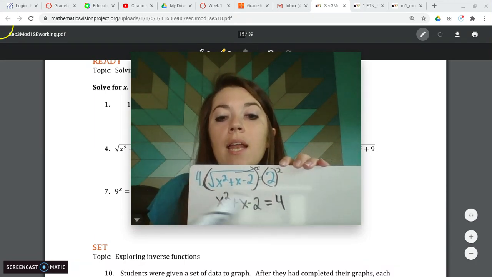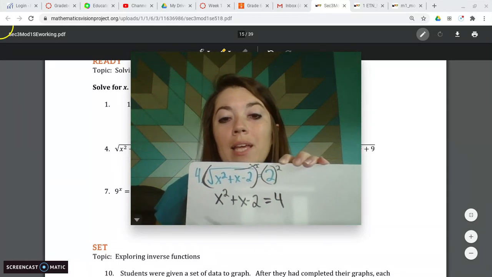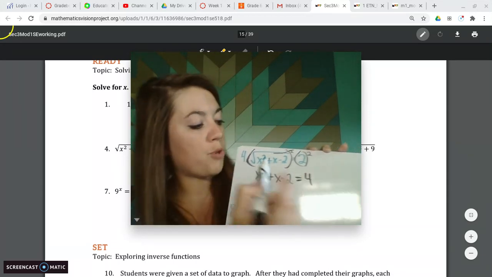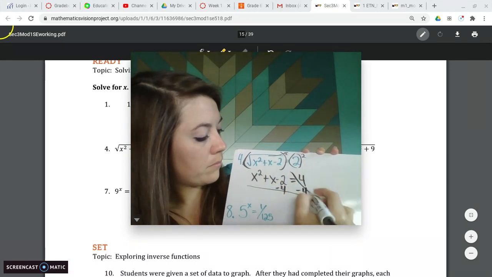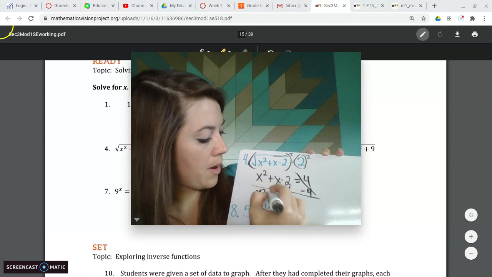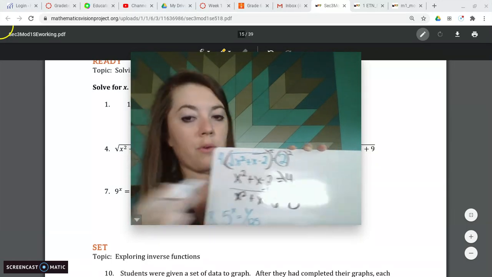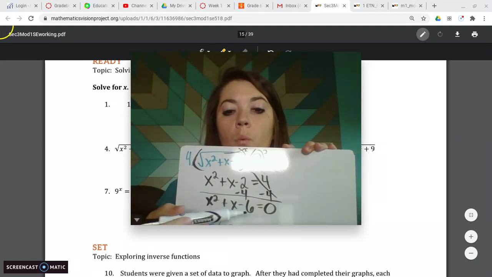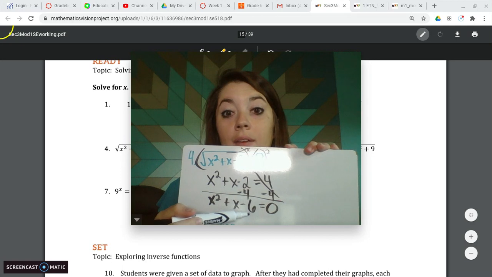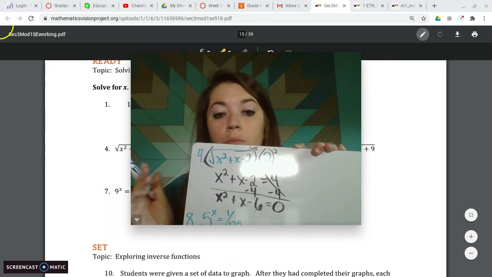All right, so now we need to get everything to one side because the only way to solve a quadratic is by getting it set equal to 0. So we're going to subtract 4. So we end up with x squared plus x minus 6 equals 0. So now what we need to do is figure out what two numbers multiply to give us negative 6 and add to give us positive 1.